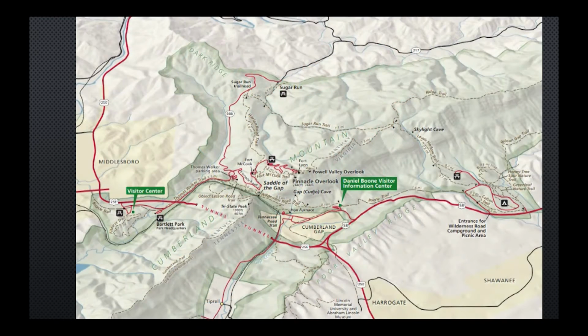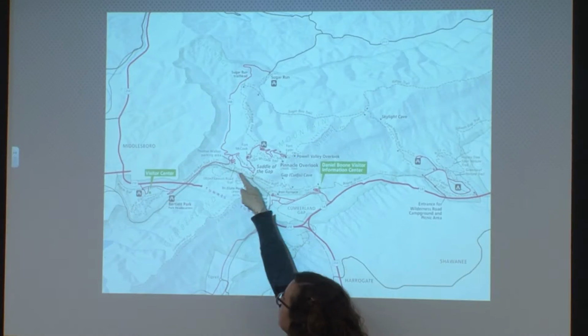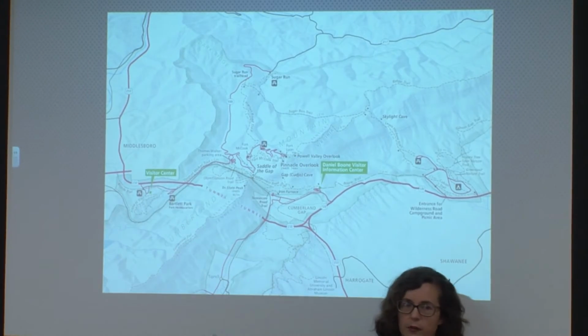And so here's another one of the maps from the Park Service website. It's a close-up where you can see the saddle of the gap where the Wilderness Road actually goes through the mountain range. So the topography is visualized on this map when it really is harder to see on the other. So you can see this is the best place where you can get through.